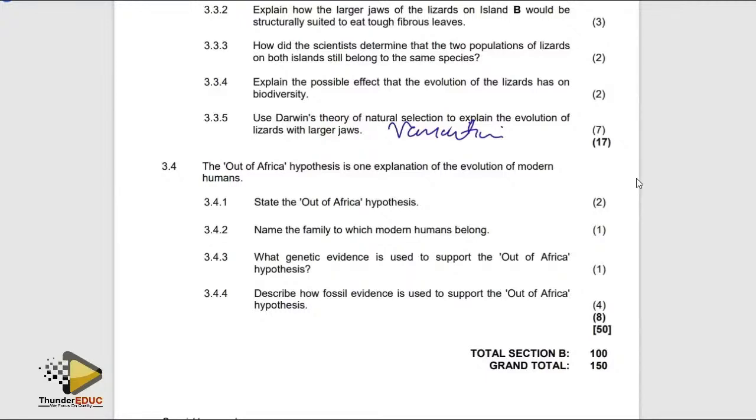Because the jaws are used to bite or to eat this tough food, those lizards with big jaws could eat enough tough food, therefore they survived and reproduced in large number. Those with the small jaws could not eat enough food, therefore they died in large number. This is called natural selection.